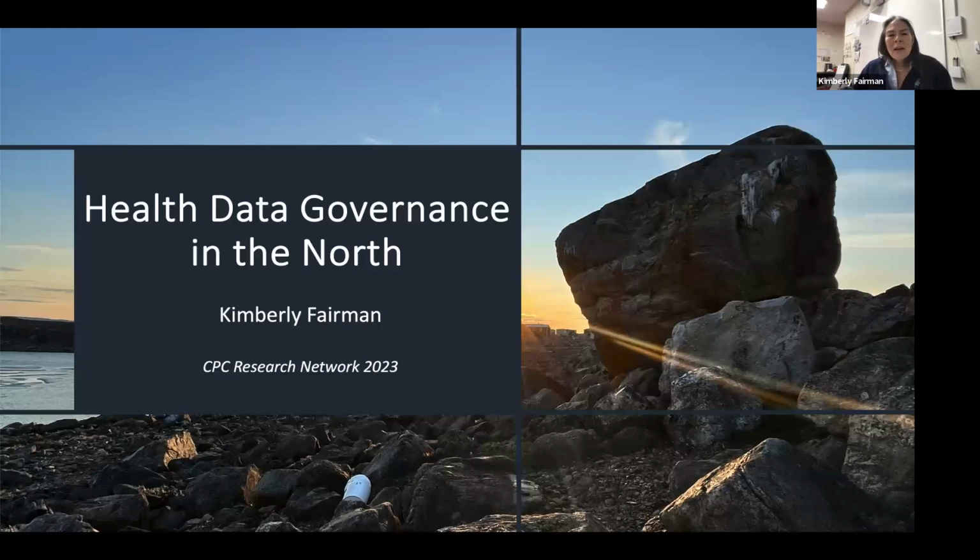Then also, I wanted to take a few moments to help people get a little bit more familiar with the toolkit that we developed, I think a year and a half ago, through the CPCRN. It was a toolkit designed for communities to start to think about their involvement in health data collection and management and governance, and some of the reasons behind that.